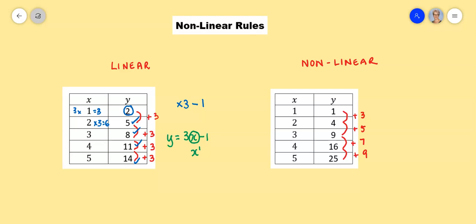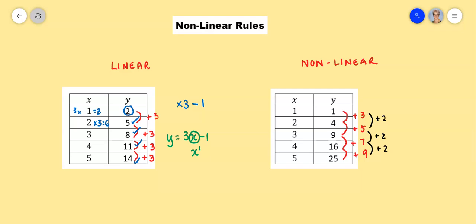Now, the other thing that we need to think about now is what would the rule for this table be? Now, to give us a clue, when we look at the numbers that our Y values are going up by each time, they are different, but there's a pattern here. In the first difference, we can see that the numbers are going up by 3, then they're going up by 5, then they're going up by 7, then they're going up by 9. This means that what my numbers are going up by are increasing by 2 each time.